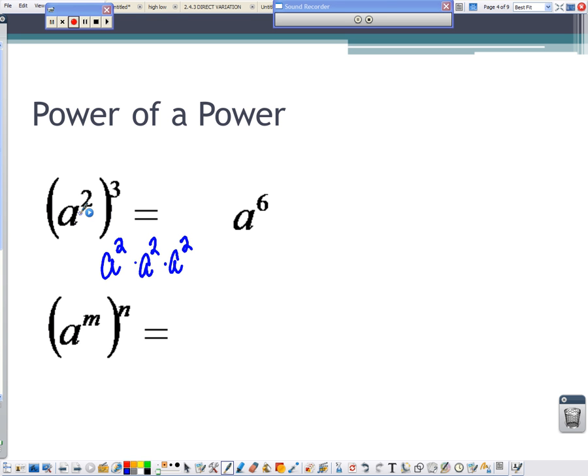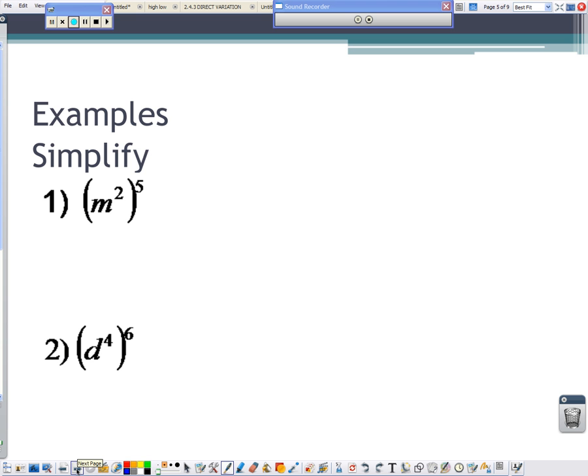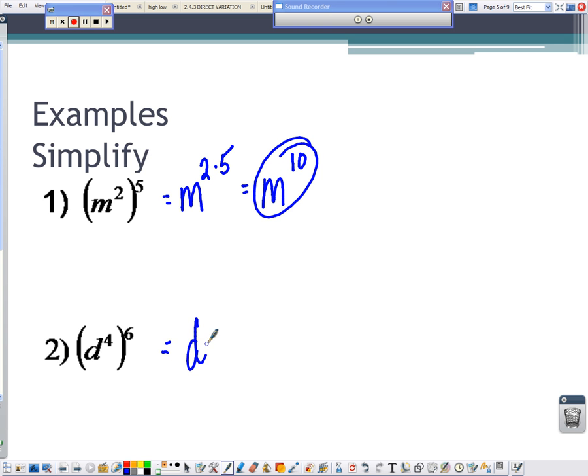So a rule that we might use when we raise a power to a power, we're actually going to multiply those powers. So it's going to be a to the m times n. Okay? All right, so let's do an example. So number 1, since I have a power to a power, this is going to turn into m times 2 times 5, which would be m to the 10th, okay? The one on the bottom, number 2, this is going to be d to the 4 times 6 because it's raising it to power to a power. Then it's going to be d to the 24th, okay?